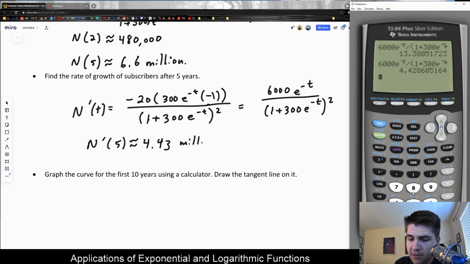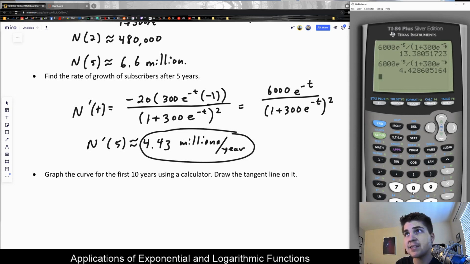And also remember that the units of your derivative are the same units as your original function, except they're always a rate of change. So it's always in millions per the unit of x, or t in this case, time. So this would be about 4.5 million subscribers per year, and that's telling us that we're growing very, very rapidly at this point in time.